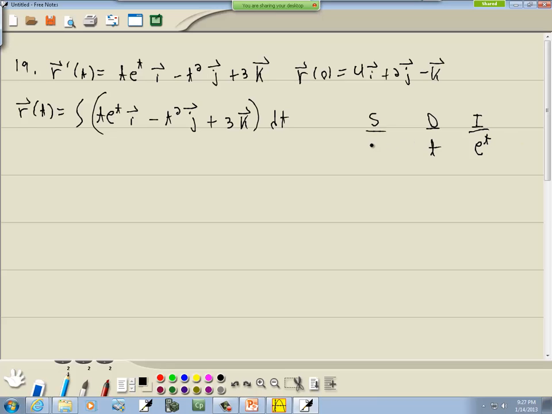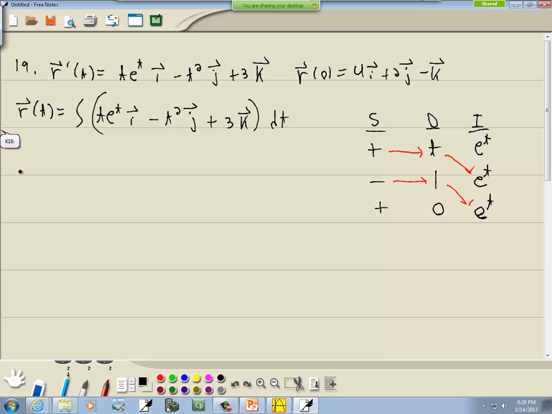And our sign, remember, this starts at plus. Now the derivative of t is 1. The derivative of 1 is 0. This is negative, positive. The integral of e to the t is e to the t. The integral of e to the t is e to the t. Okay, so we're going to go across here. That sign goes with this, and then that goes down to here. This sign goes with that, and then that goes down to there.